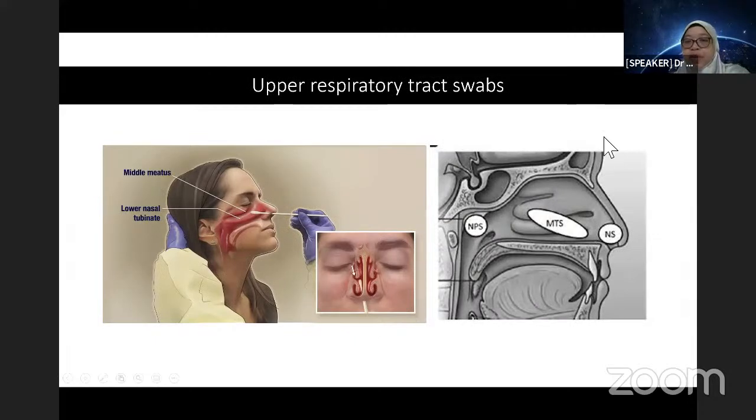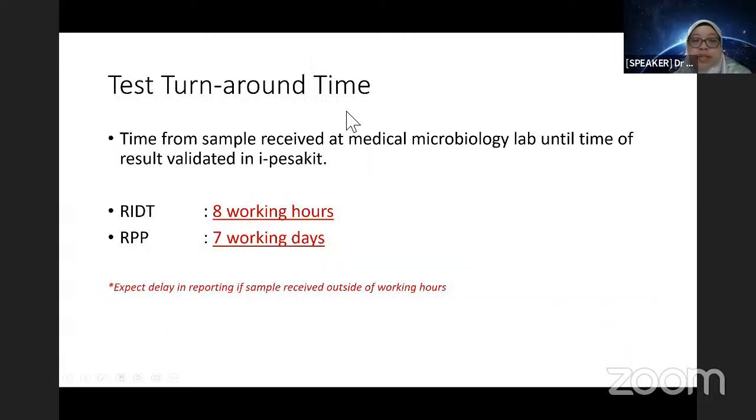Okay, for upper respiratory tract, we have a nasal swab. We can do a mid-turbinate swab, nasopharyngeal swab, or throat swab. What about the test turnaround time? Test turnaround time is basically the time taken from when the sample arrives at the microbiology lab up until the time the result is validated in Ibersakin. For the rapid test, the TAT is 8 working hours, and for the RPP, we have 7 working days. If the sample is received outside of working hours, you should expect some delay in the result.